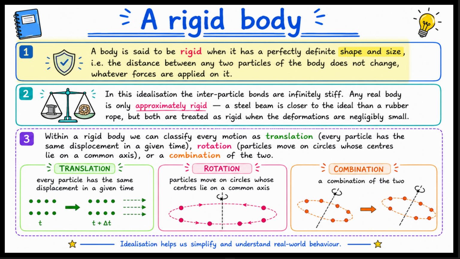A body is said to be rigid when it has a perfectly definite shape and size. The distance between any two particles of the body does not change, no matter what forces are applied. In this idealization, the interparticle bonds are infinitely stiff. Any real body is only approximately rigid. A steel beam is closer to the ideal than a rubber rope, but both are treated as rigid whenever the deformations are negligibly small. Within a rigid body, we can classify every motion as translation, where every particle has the same displacement in a given time, as rotation, where particles move on circles whose centers lie on a common axis, or as a combination of the two.